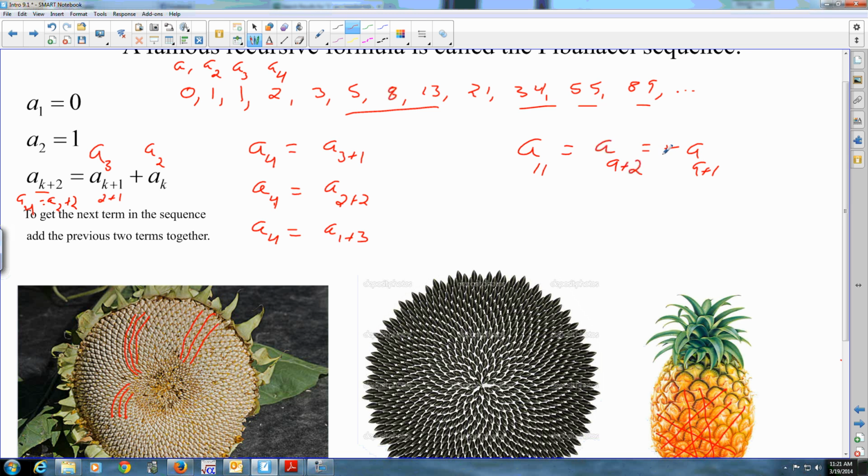No, sorry, that was an equal sign. That's here. Whoop, I was right. I apologize. Plus a sub 9. To get the next term, take the one right before it and the one right before that and add them together. Okay? We'll work some more with the recursive as we go.